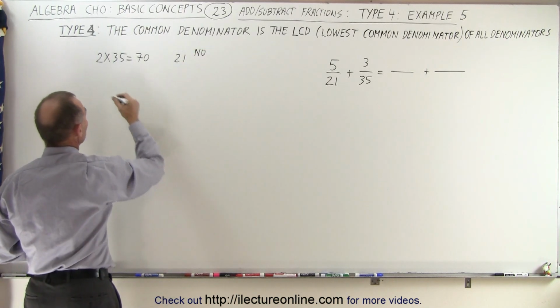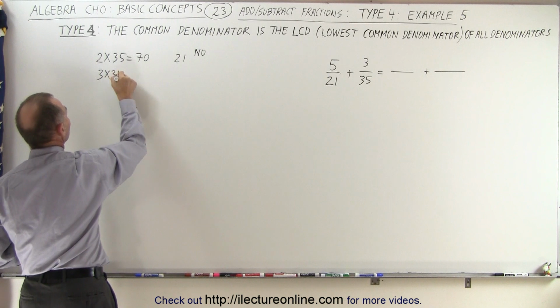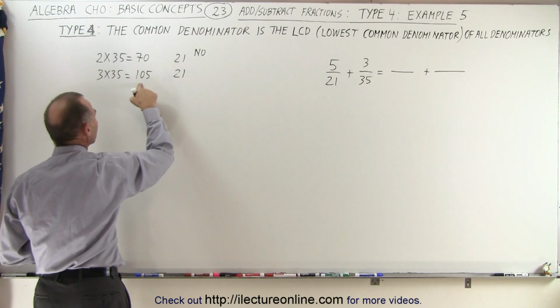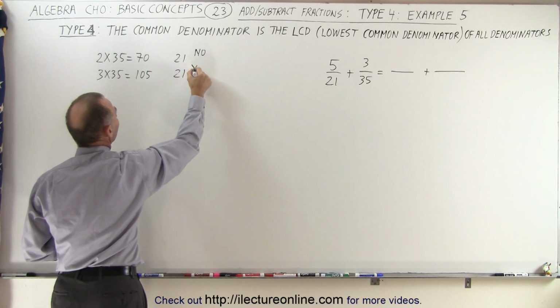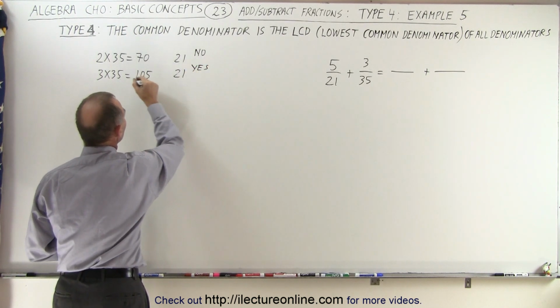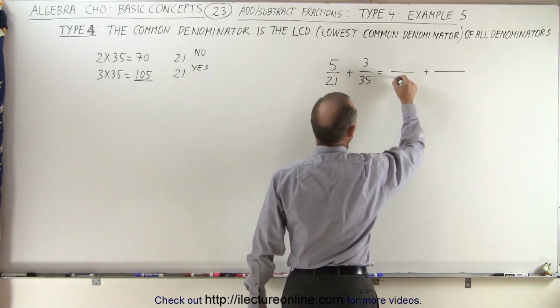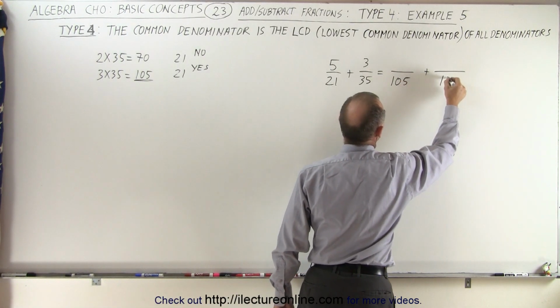So that means we're going to try 3 times 35, which is equal to 105. And so does 21 fit evenly into 105? And the answer is yes, exactly 5 times. So that was pretty quick. We found the lowest common denominator. So we can write the 2 denominators as 105.